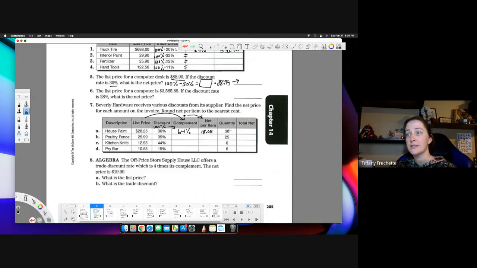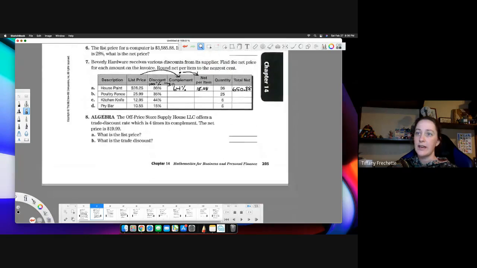If we're ordering 36 items and they're 18.08 each, we're just going to multiply those two together, and we're going to get $650.88. All right. So hopefully that made a little bit more sense seeing me go through the table. So I'll let you complete the rest of those, and I'm going to scooch down.